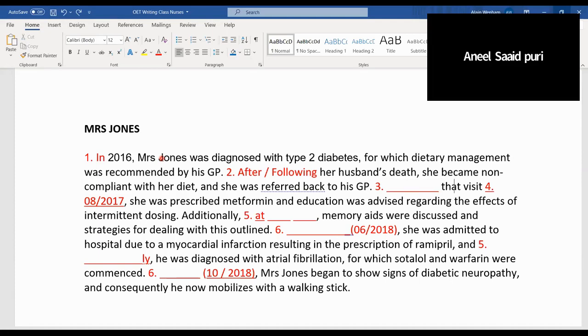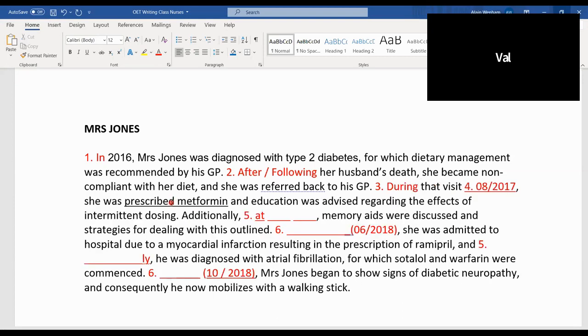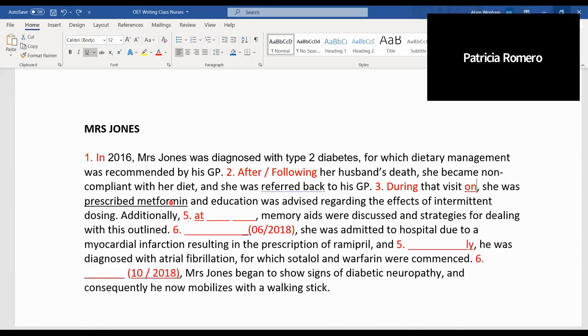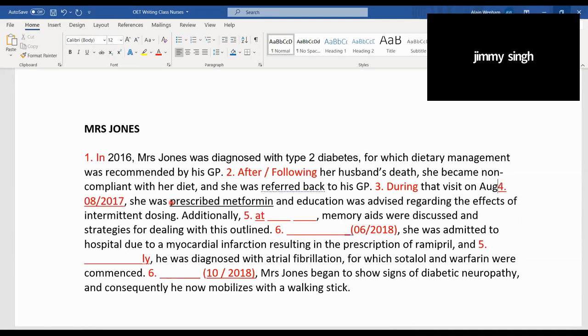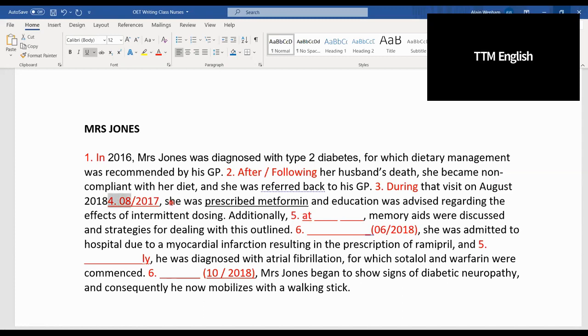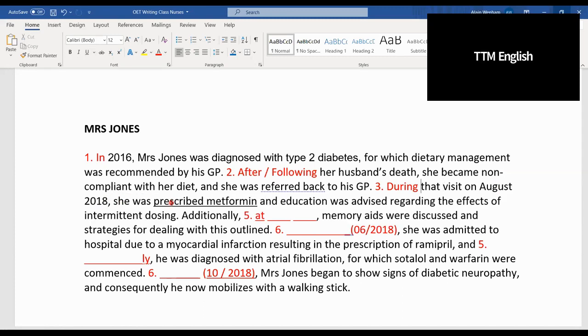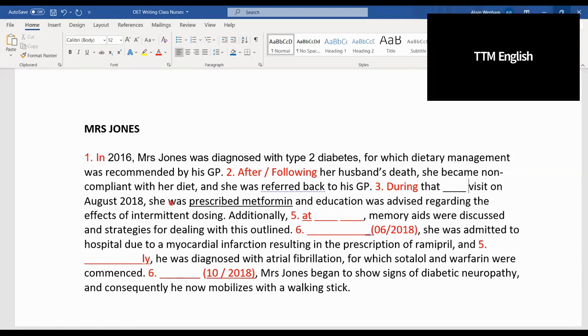During that visit, she was prescribed with... at, I think at. Right. But when is she prescribed? It's happening at the same time as the visit. During that visit, and then we can say on... August. I've just got the month. August 2017. Now we can also put in Neshka's word, guys. What's that word? During. Subsequent visit on. Yeah, it could go in here if you want. I don't know if it makes sense here actually.